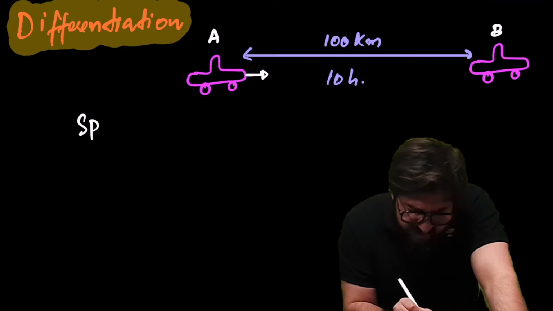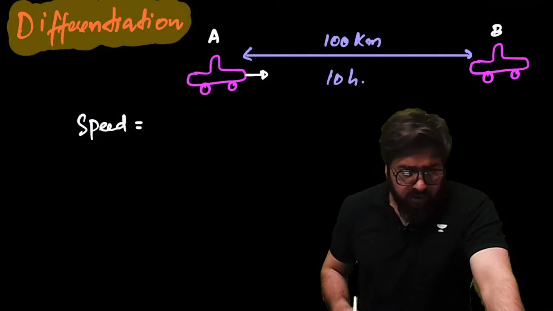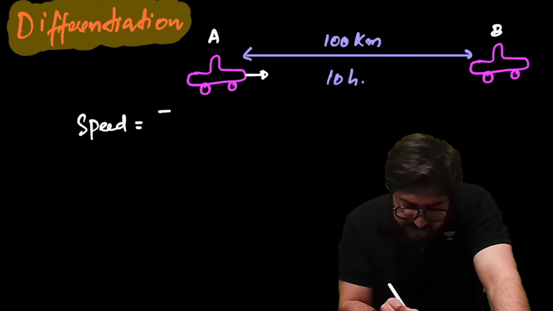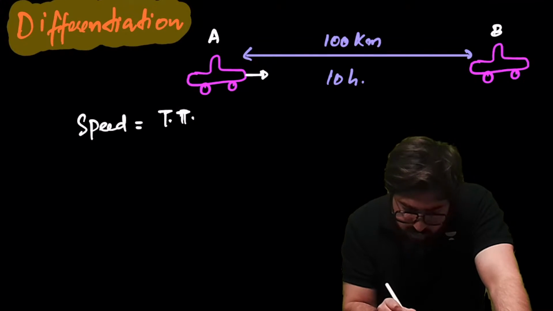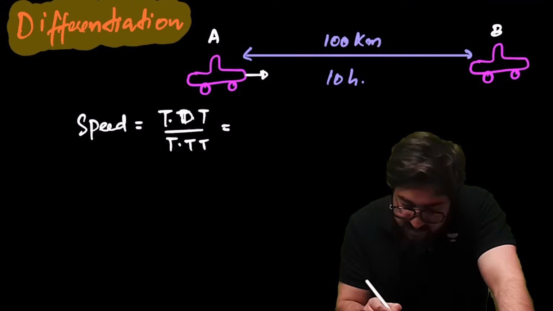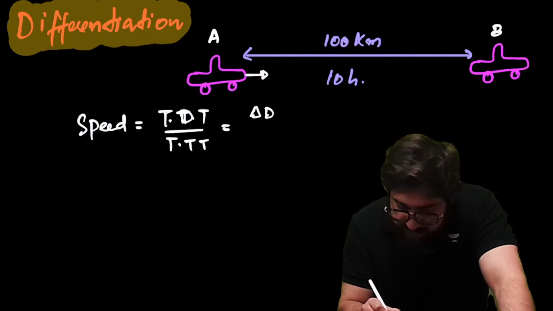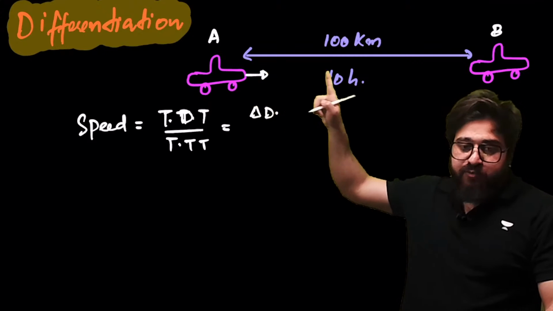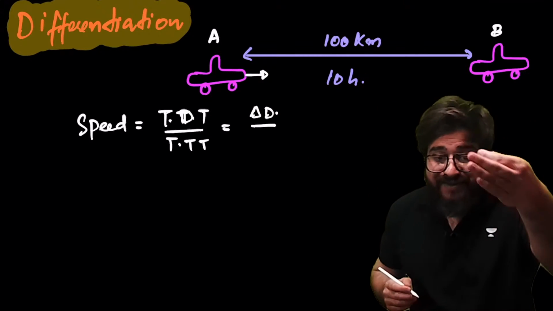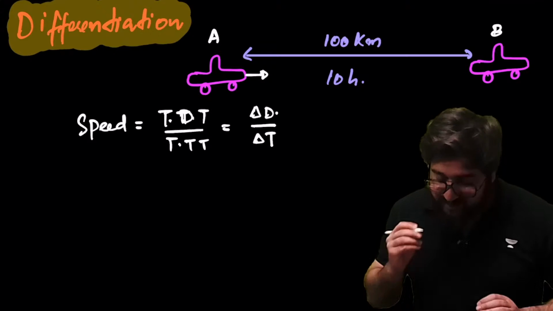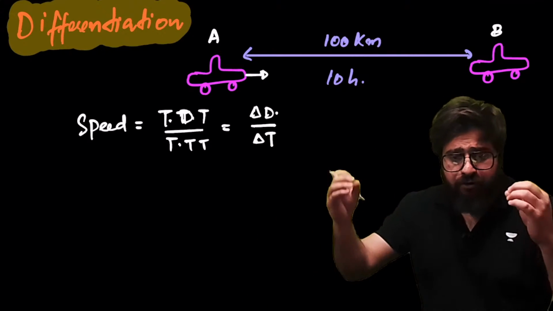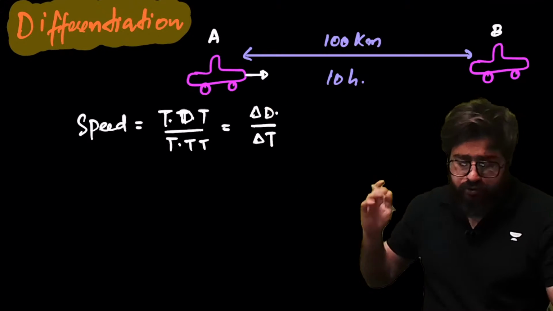You say, sir, when it comes to the speed, listen to me very carefully. We say, in order to find the speed, we can say total distance traveled upon total time taken. Total distance traveled, we can say, sir, delta D. From this point to this point, let's suppose total distance traveled is delta D divided by total time taken. Let's suppose that is delta T. Sir, this is how we find the speed. Total distance traveled or total displacement traveled upon total time taken.